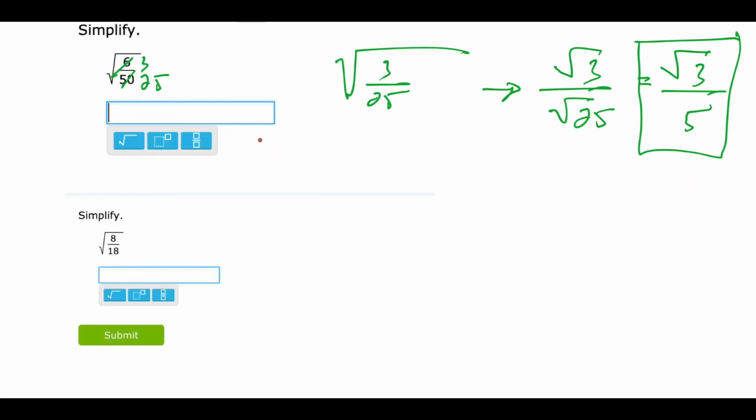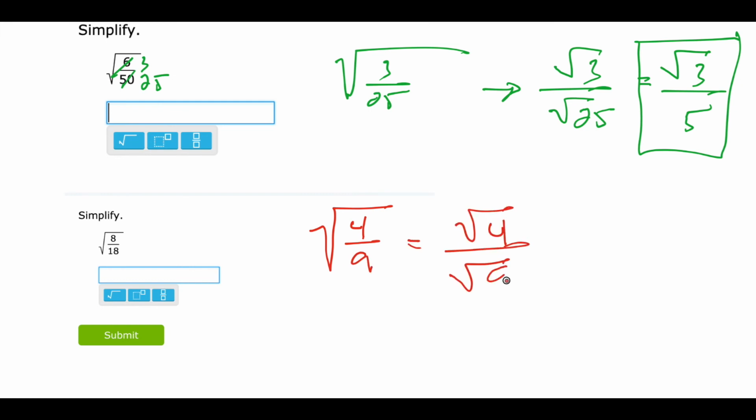Root 8 and root 18. I'm trying to think, they have a 2 in common. All right, so we can divide both in half. So it'd be 4 over 9. So root 4 over 9, which is 2, do your split, and then it becomes what? 2 over 3.